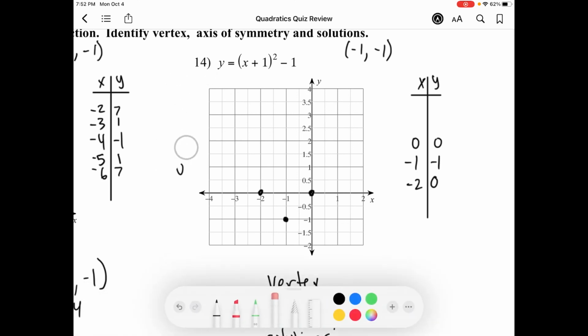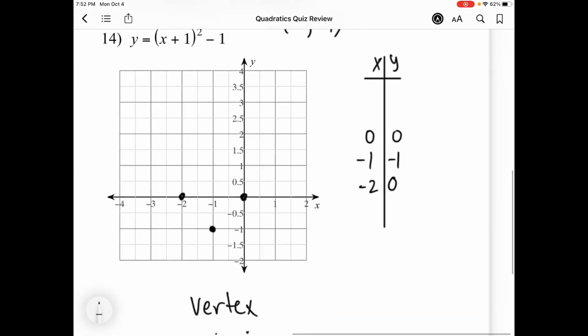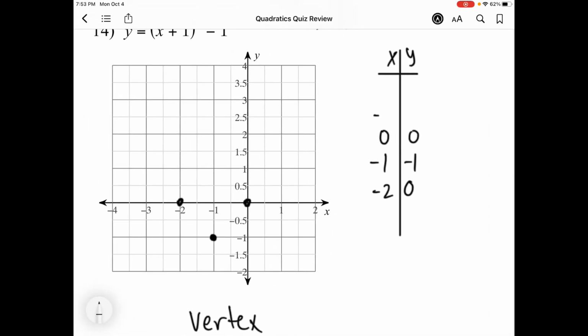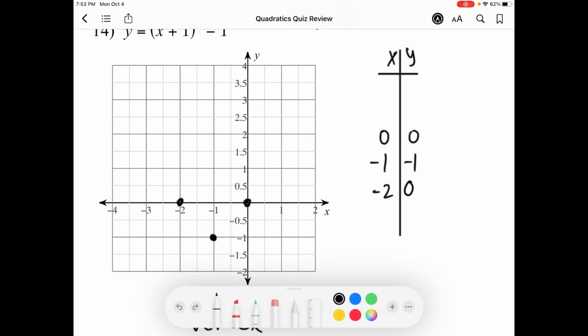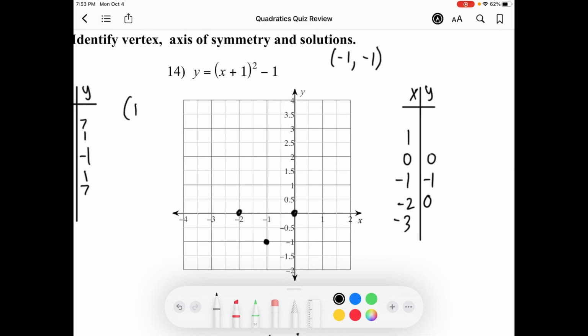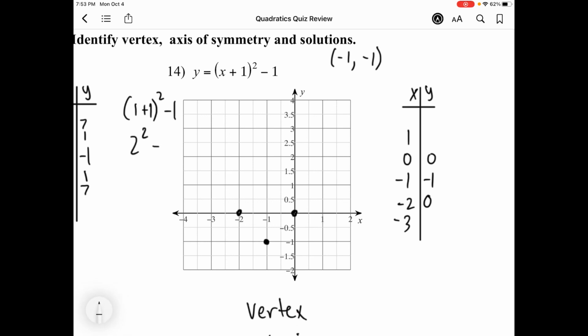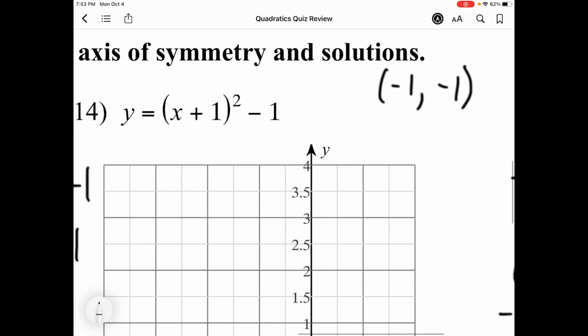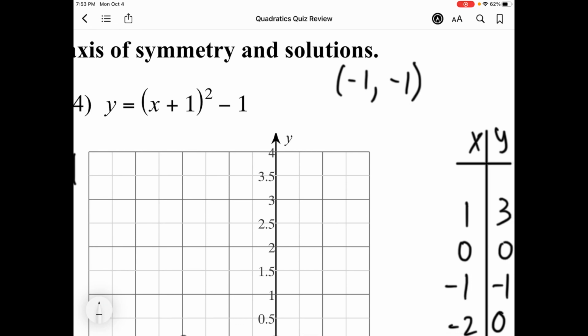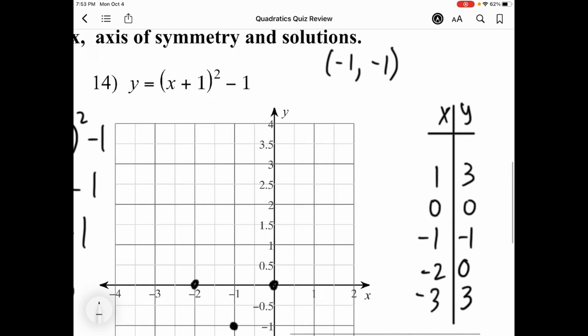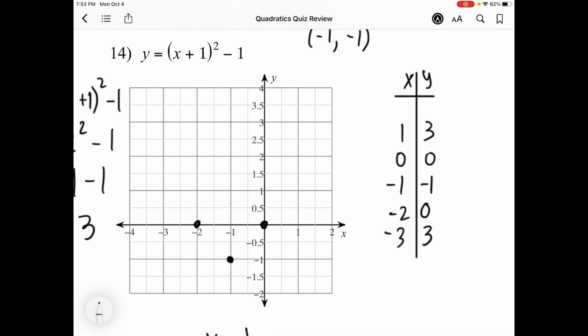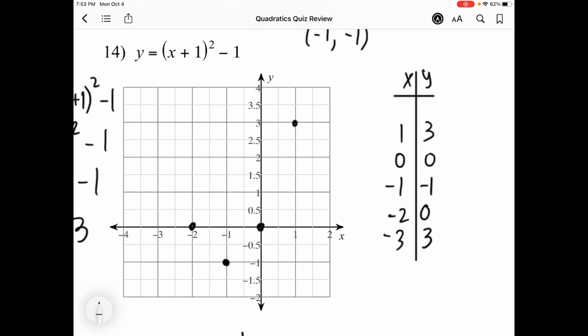Okay, I'm going to pick now 2 points that are two units away from my vertex, which are 1 and negative 3. It'll probably be easier to plug in 1, right? So I got 1 plus 1 squared minus 1. 1 plus 1 is 2. So I got 2 squared minus 1. 2 squared is 4. Minus 1. 4 minus 1 is 3. So both of these are 3. And again, you could have plugged in negative 3. Negative 3 plus 1 is negative 2. Negative 2 squared is 4. 4 minus 1 is 3. Same thing, right? So we got 1, 3, and negative 3, 3.